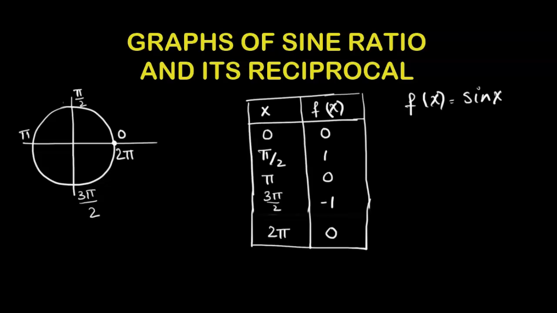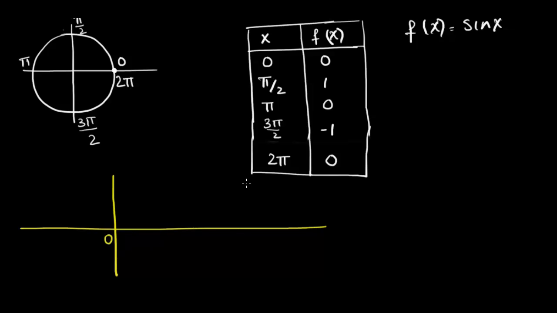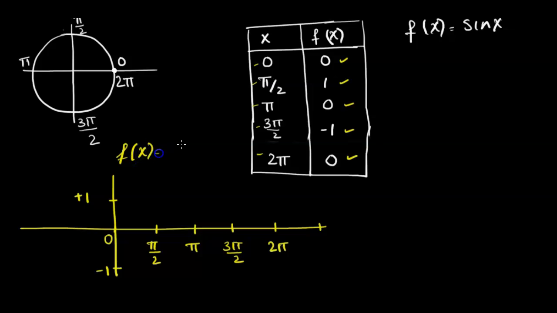So if this is the grid, we divide the x-axis into 1, 2, 3, 4, 5 points, where the first one is 0 itself, second is pi by 2, third is pi, next is 3 pi by 2, and next is 2 pi. The y value is going to be +1 and -1, because the only y values we have to deal with are 0, 1, 0, -1, and 0. So this is the y-axis, and we are making the graph of f(x) equal to sine x function.